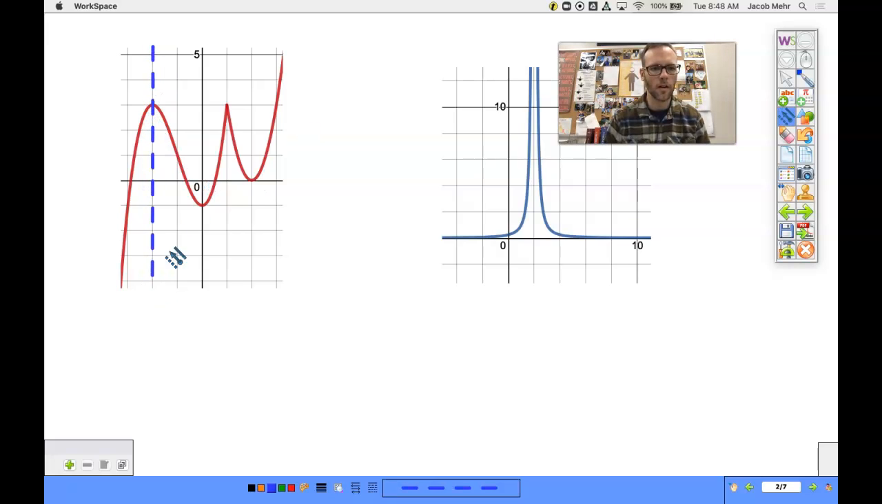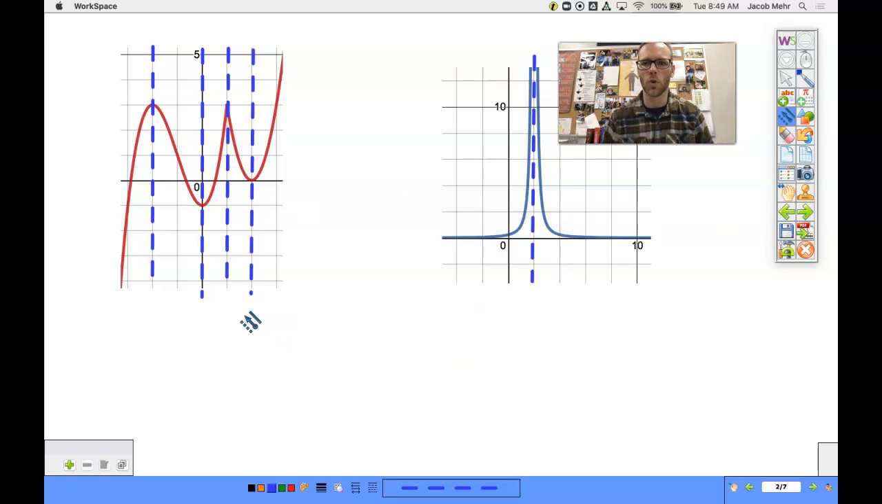Well, here I see it changes from increasing to decreasing at all of those points, right? It goes from increasing to decreasing to increasing to decreasing to increasing. Here I see it change from increasing to decreasing right there. So as we take a look at these graphs that I've just showed you, how do I know when a function is increasing, decreasing, when it changes from increasing to decreasing?